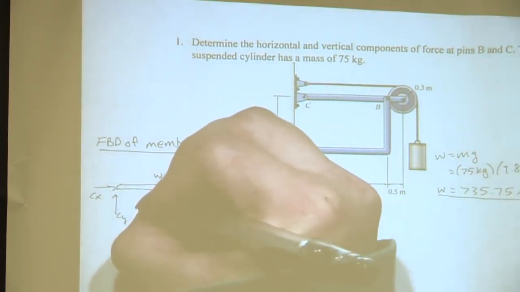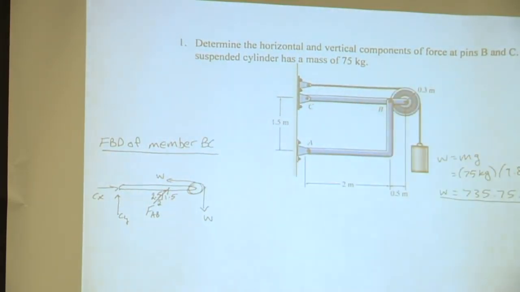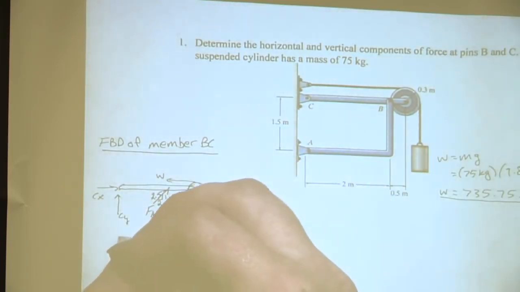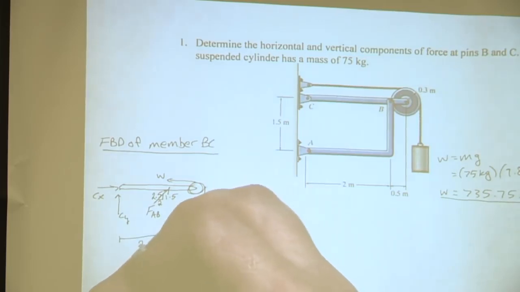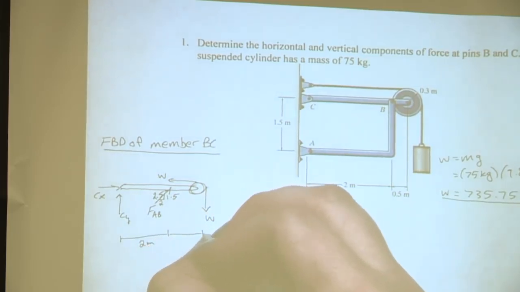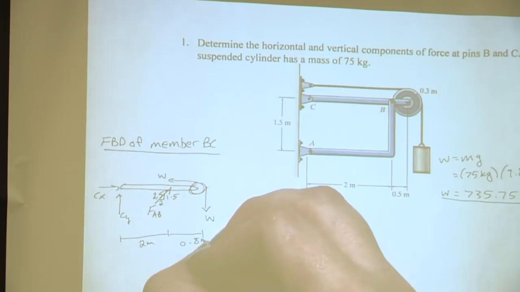Now, is there anything else we need to label on our free body diagram? We also need the distances. From here to here, it's 2 meters. And from there to there, it is 0.8 meters.